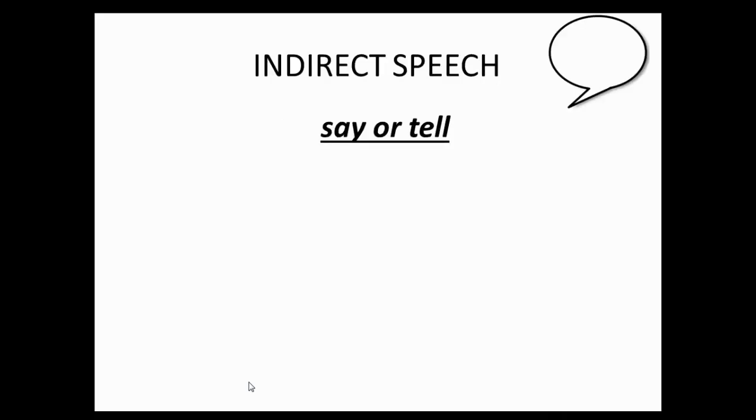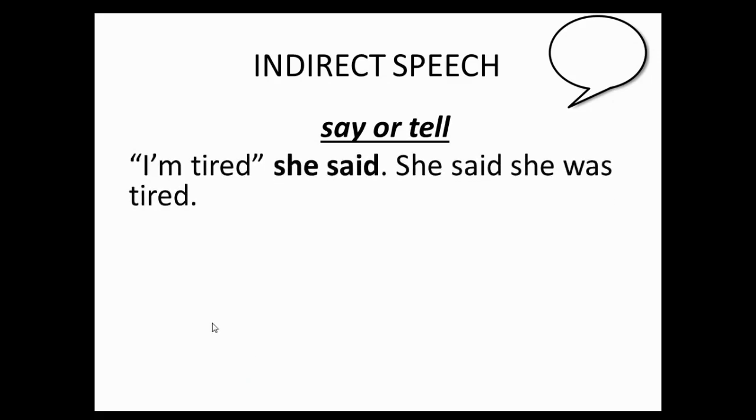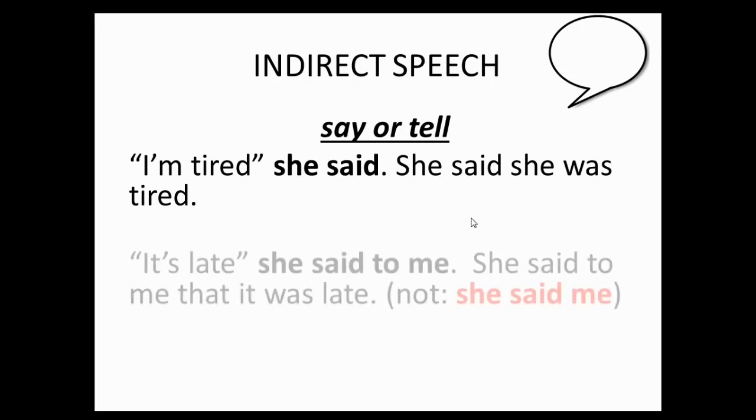Indirect speech. What's wrong with these verbs, say or tell? Yeah, you keep on confusing them. Let's have a look. I'm tired, she said. She said she was tired. So here, I changes into she, and present simple, I'm tired, becomes past simple, she was tired. She said she was tired, or she said that she was tired.